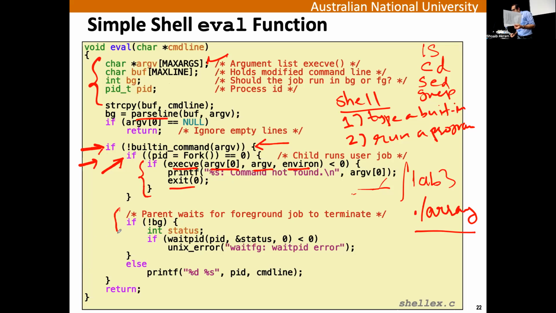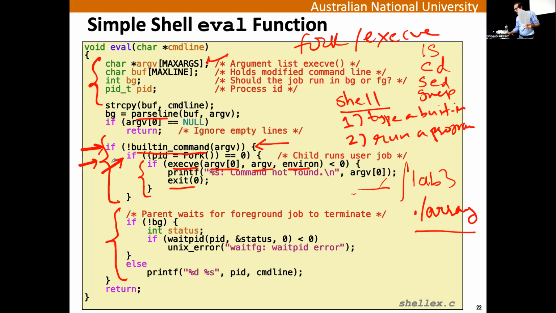All right, so I want you to focus on this part. This is the part that we already looked at and we understand. If it's not a built-in command, built-in command would be a function that would check to see if it's a built-in shell command like ls or cd, and that function will just execute the code corresponding to that command. But if it's not a built-in command, then the shell needs to run your program, and it will do it using the combination of fork and execve.